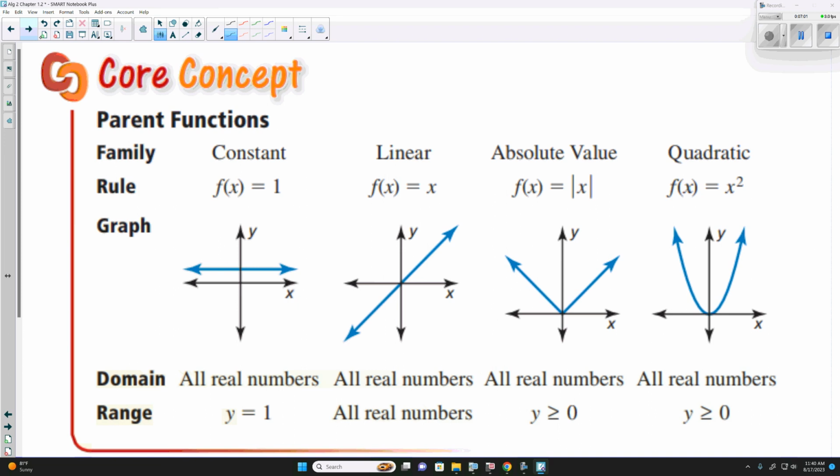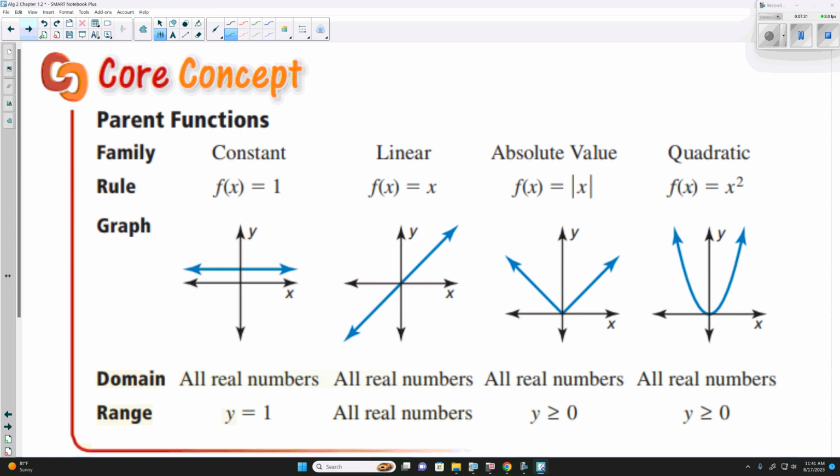Okay. We'll get back to it. Because what I want to look at today is parent functions. Now, the reason they call them parent functions is because any other function of this type is going to look exactly like them. Just like how all of us have some resemblance to our parents, the same thing's true with these functions. They're going to have some resemblance to these here because these are the most basic of each type.